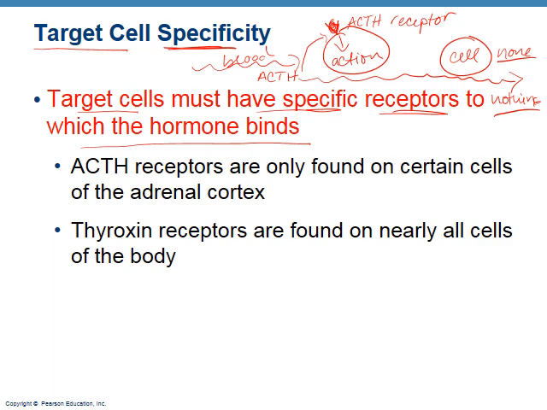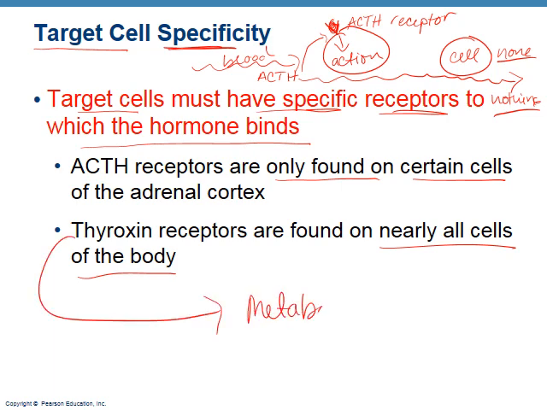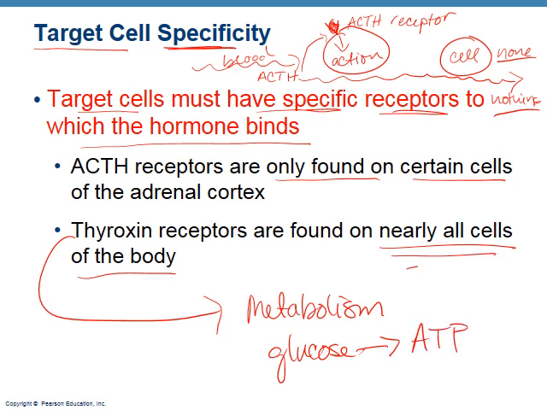Some are only found on certain cells, and some are found on nearly all cells of the body. So this hormone is going to have to do with metabolism. Remember, if you want to think of metabolism as taking in glucose and breaking it down so that we can make ATP, where would you need that? Well, you would need that on nearly all of the cells. So some hormones are going to affect many more cells than other hormones.